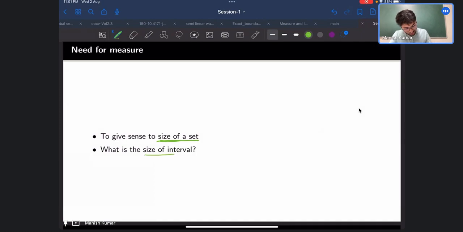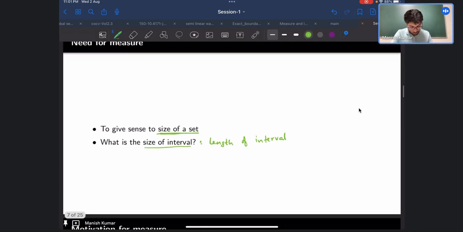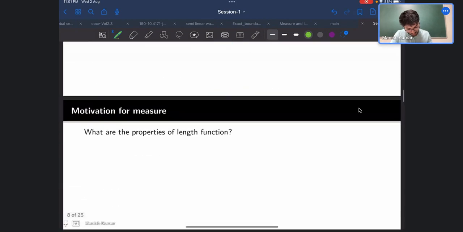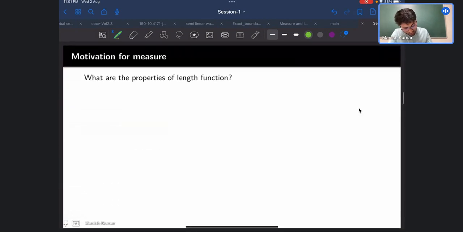Now what is the size of an interval? As I have explained, the size of an interval is nothing but the length of the interval. Now every time I am saying length is something which is obvious to us, we already know these things. So let us see some properties of length. So what are the properties of the length function we know? I'll write it one by one. So we know the length of any interval.